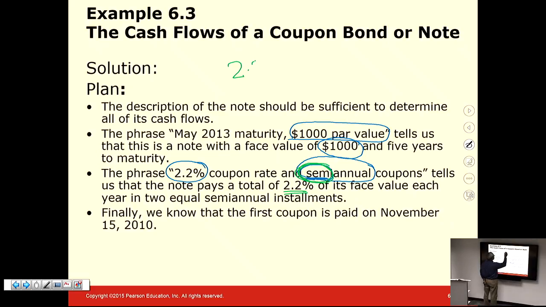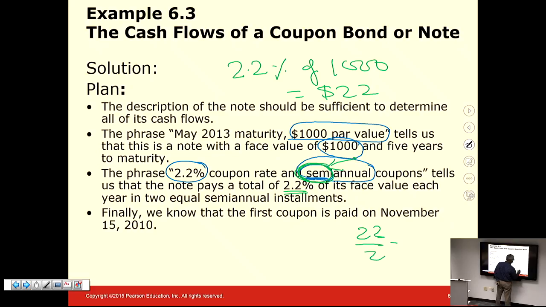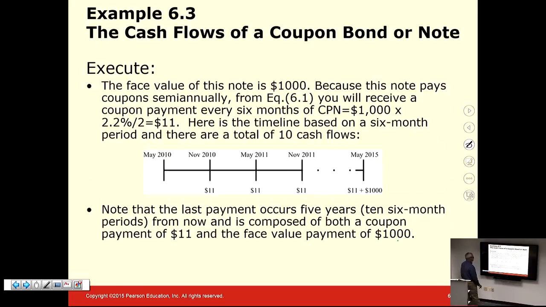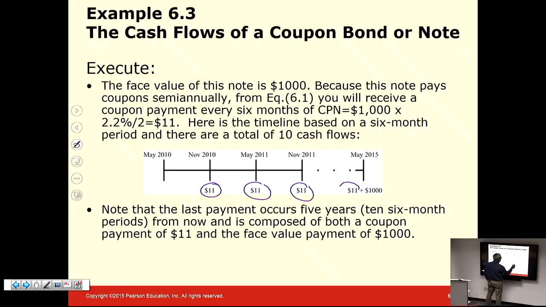That means it will be 2.2% of $1,000, which is $22 per year. Since it is semi-annual, it will be 22 divided by 2, or $11 every 6 months. So that's what we have over here: $11 every 6 months, all the way till maturity, plus the $1,000 at the end.